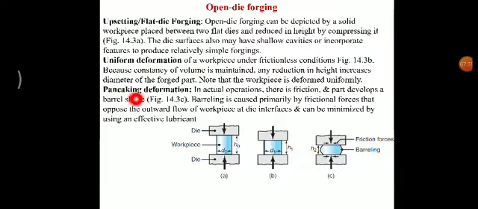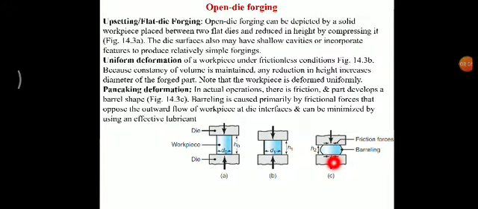Then the second is the pancaking deformation. In actual operation, in real practice, there is friction and the part develops the barrel shape. Okay, this kind of shape in actual practice. Why is it happening? If you see here, the friction forces and their directions are given. Why is this direction given inward? Because the workpiece interface over the die surface tries to move out because of these forces.